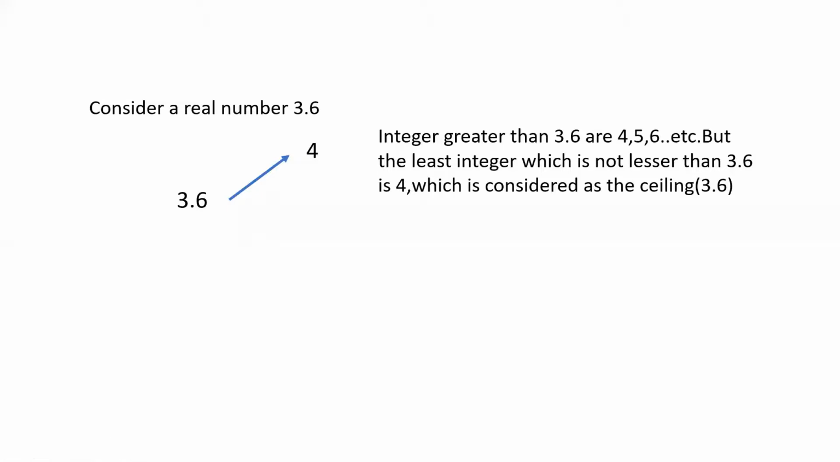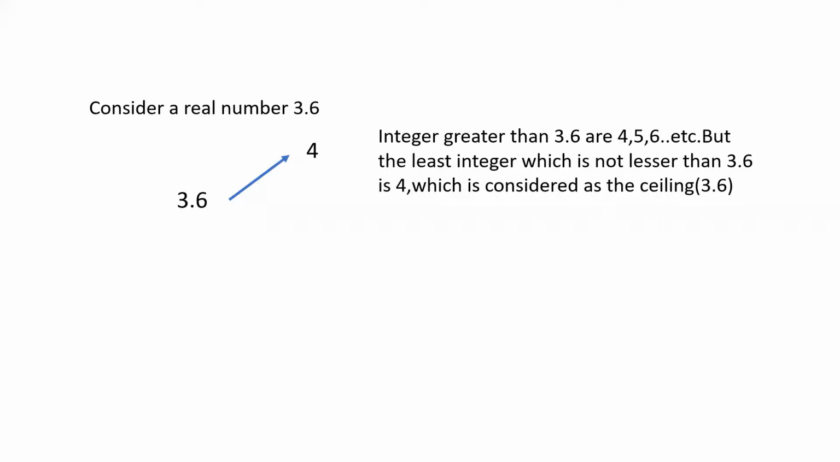So what is the significance of 4? 4 is greater than 3.6, and among the list of 4, 5, 6, 4 is the least number, the smallest number. 4 is lesser than 5, 4 is lesser than 6, right? So it is the least integer which is not lesser than 3.6, since 4 is not lesser than 3.6. You know, there is a difference of 0.4, right? It is the least integer among the numbers which are greater than 3.6. So this is considered as a ceiling.